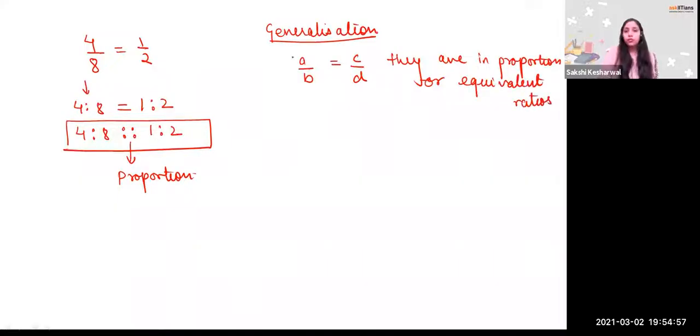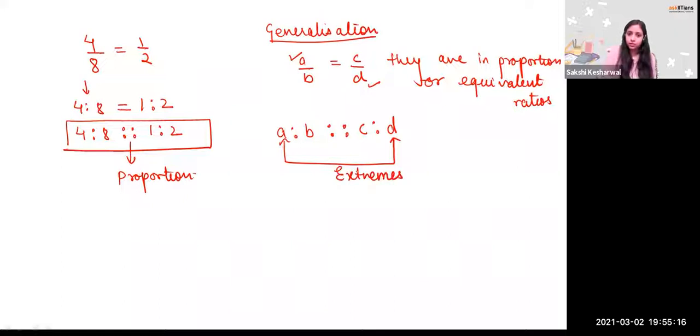Now see, there are four quantities. If I write A ratio B is in proportion with C ratio D, these two values, the first and the last, are said to be extremes. And the middle ones are said to be means.